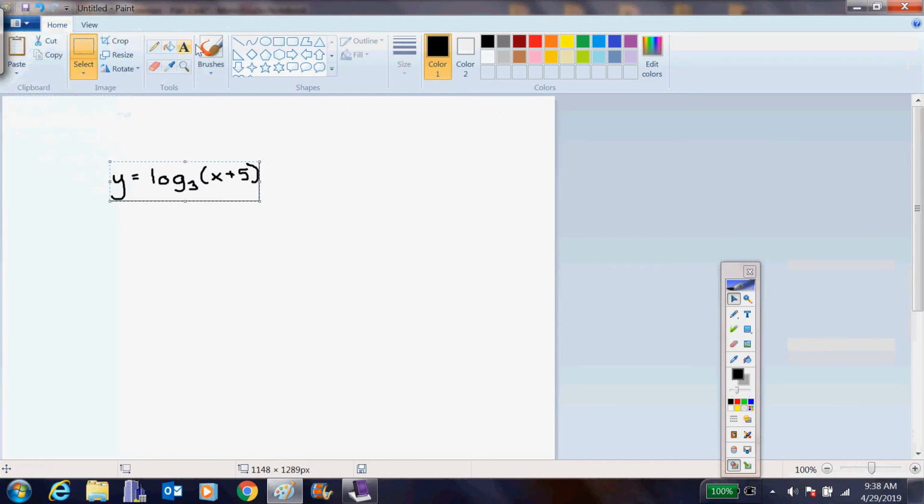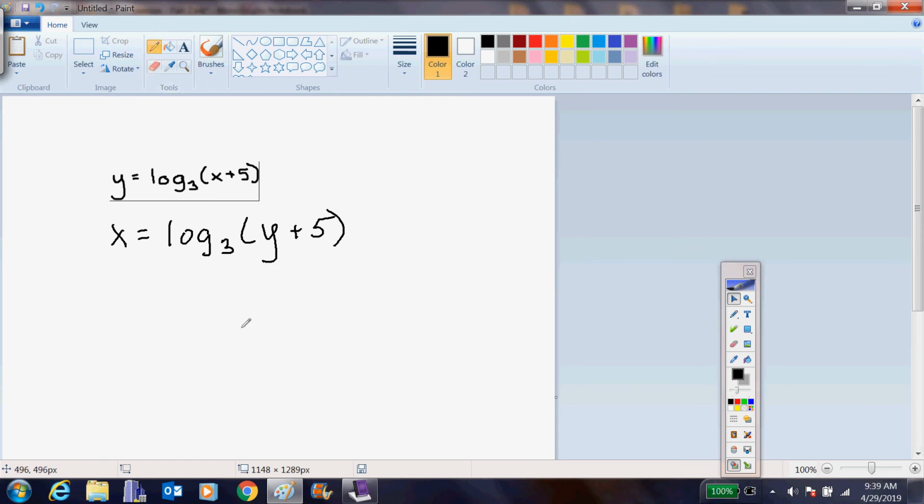So here we have this. We're going to switch our x and y. So x equals log base 3 of x plus 5. We want to put it in exponential form. Oops, wait, what did I do wrong? I'm supposed to be switching the x and y. What mistake was made? Where did the y go? Good. The y goes here.